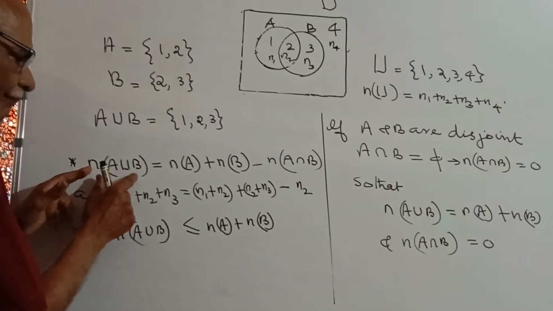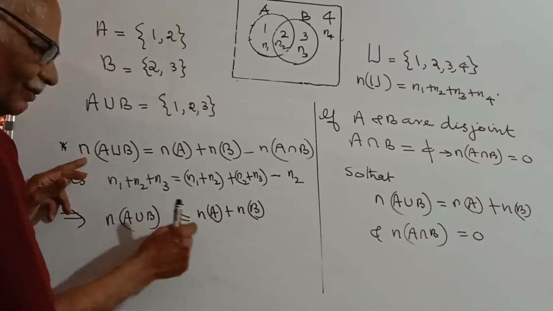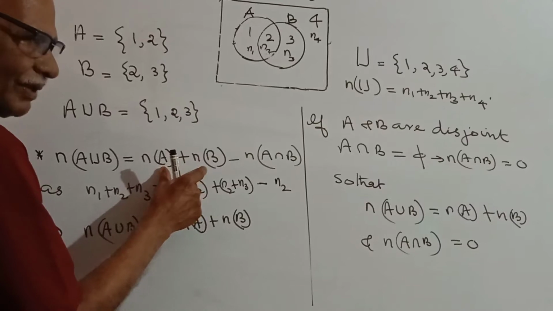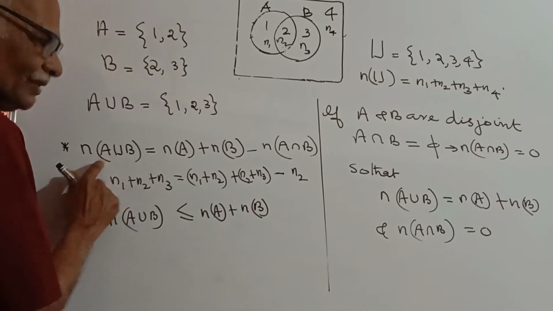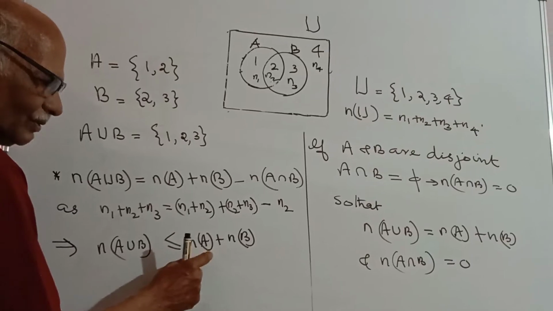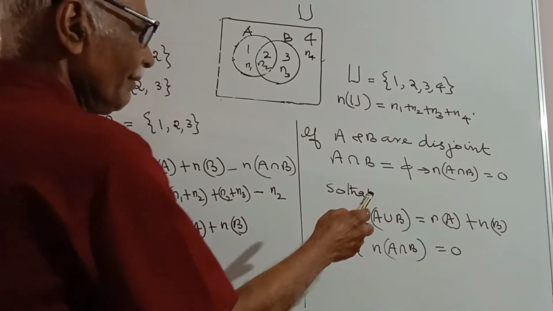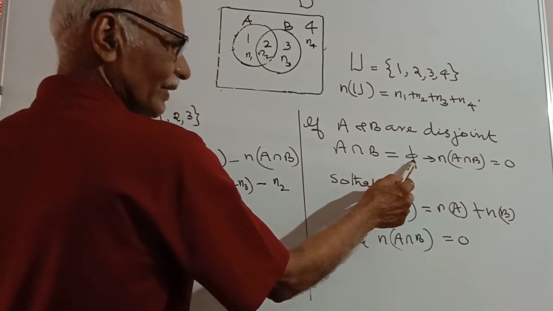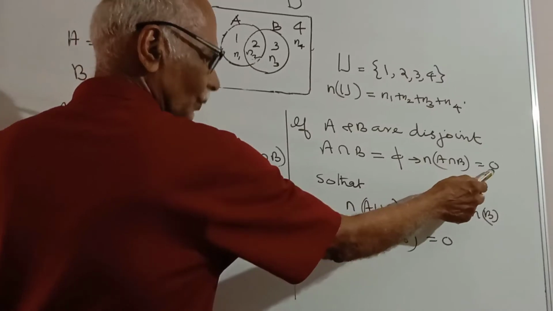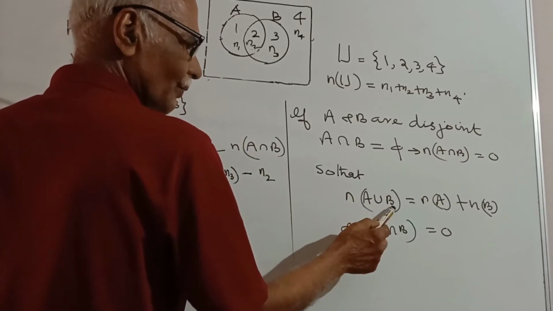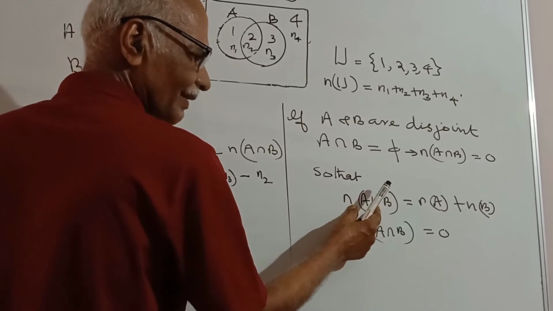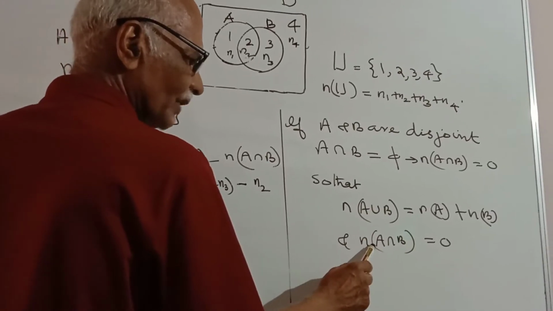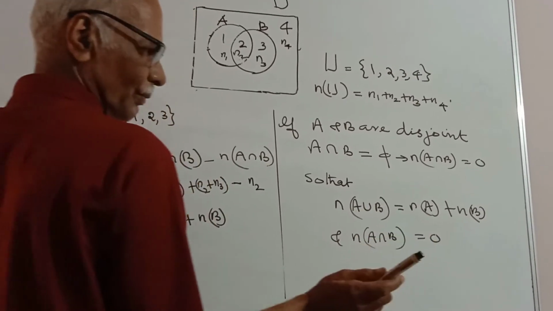Now clearly we see n(A union B) is less than or equal to n(A) plus n(B), because we are subtracting something from n(A) plus n(B). So this will be less. So n(A union B) is less than or equal to n(A) plus n(B). Now if A and B are disjoint, there is no common element. A intersection B is the null set, therefore the number in the null set is 0. So in that case, n(A union B) is simply n(A) plus n(B), because n(A intersection B) is 0.